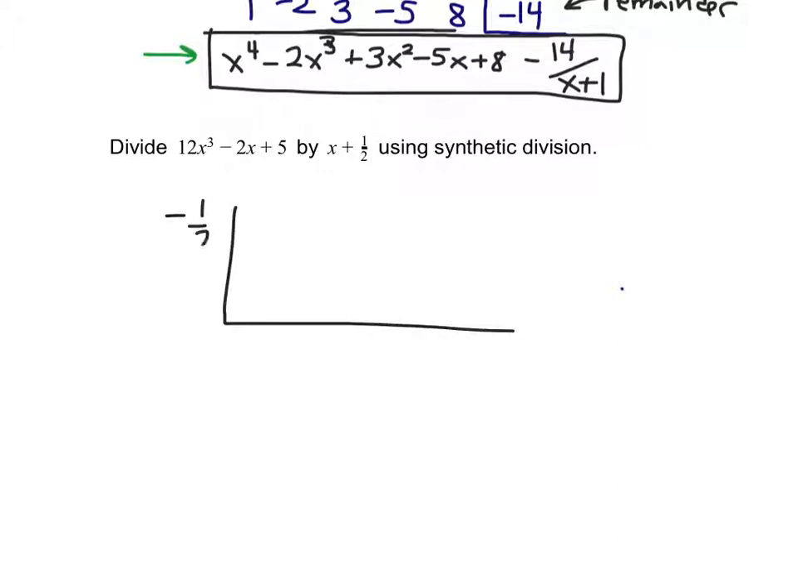So we have negative half here, and then I'm going to put my numbers on the inside, so 12. And now you notice there's no x squared, so I'm going to put a 0. We've been talking about how that can happen. You got to make sure you account for all the powers. Since we started with a cube, we have to have a square, so we'll put it in there.